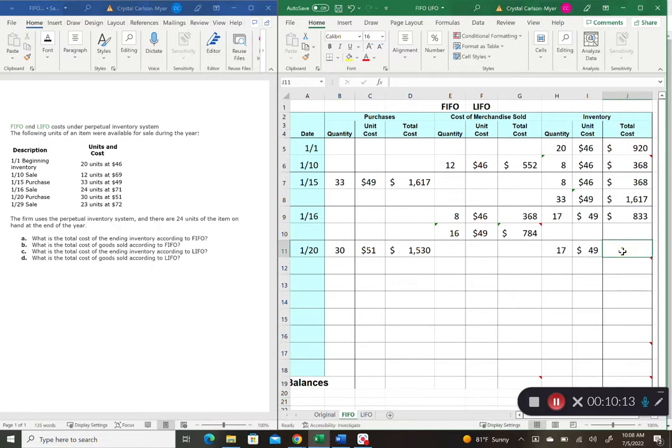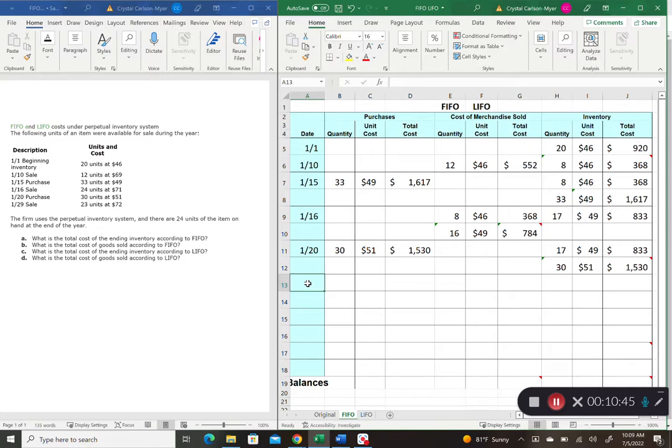So I have 17 units that cost me $49 each for a total of $833. And I now have 30 new units that cost me $51 each for a total cost of $1,530. So if you were asked the question, what's the value of your ending inventory at the end of January 20th? It would be the $833 plus the $1,530. That's the total cost of your ending inventory.